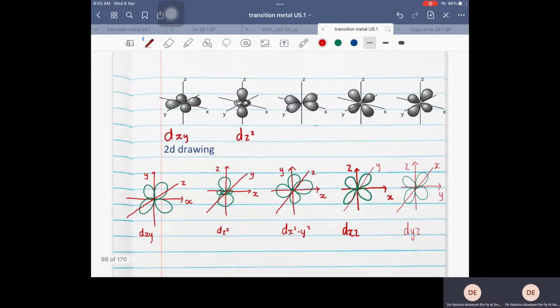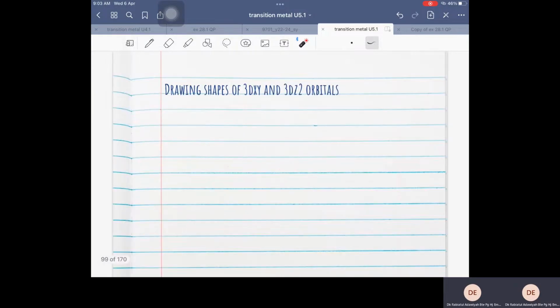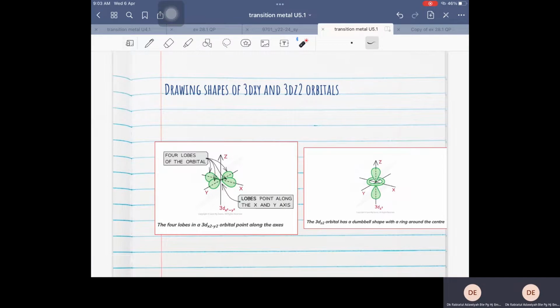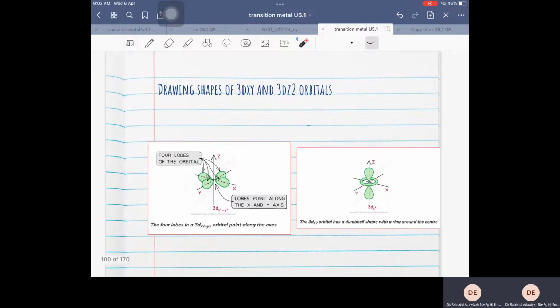Drawing shapes. That's basically in your syllabus. They only want you to be able to draw the x, y, and the z square. But what is the point? Because the others, you have to learn the others as well to understand how you draw the x, y. So these are just explanations. They explain about the lobes sitting on the axis. Okay, I shouldn't use the word lobes.